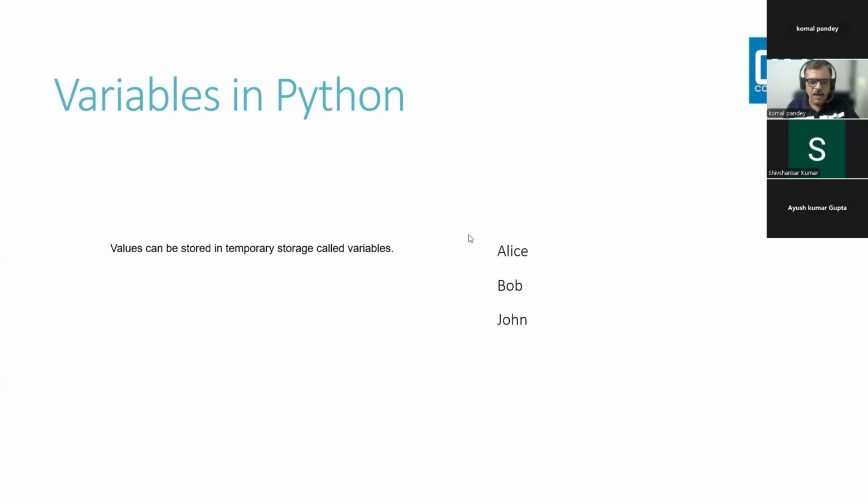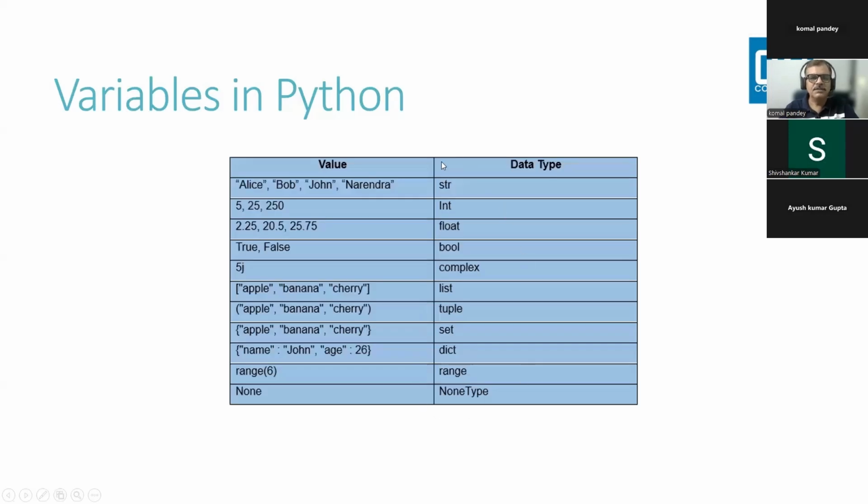So we have these three names: Alice, Bob, and John. If you have to store this data somewhere in your program, you have to store the values in a temporary storage called variables. These are the data types which are available for use in Python. There are a few more data types in Python, but these are the commonly used ones.